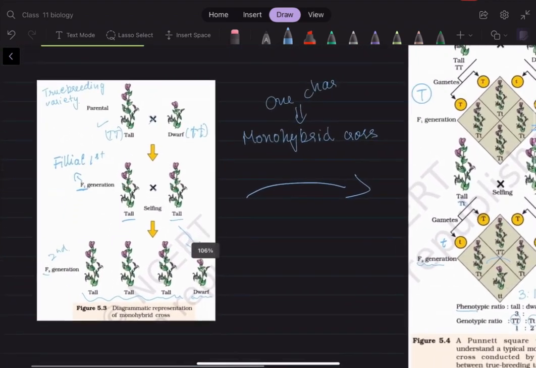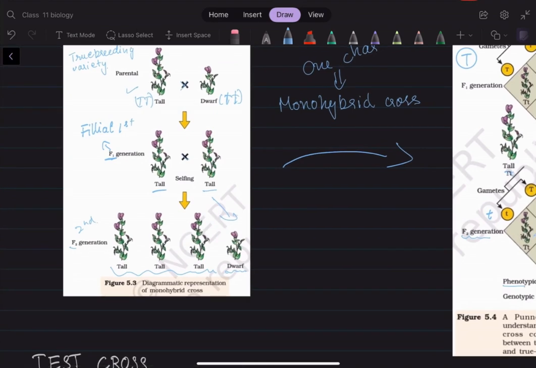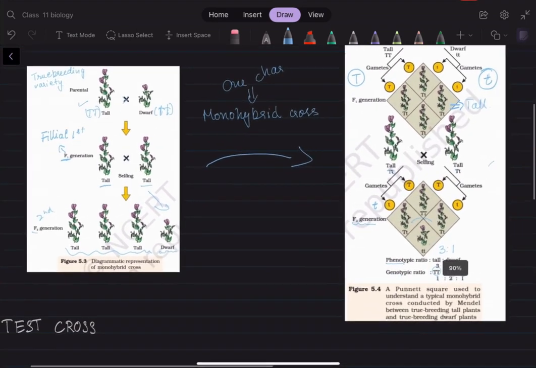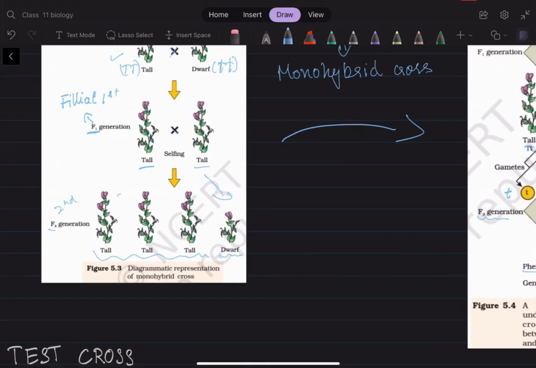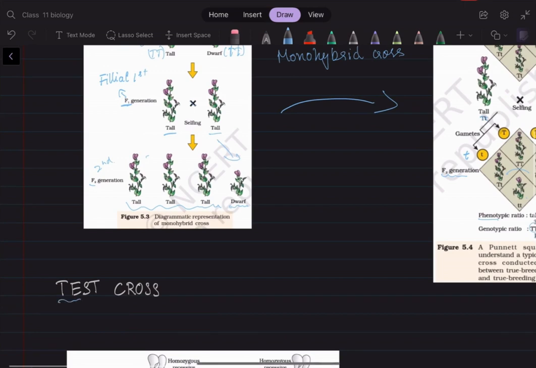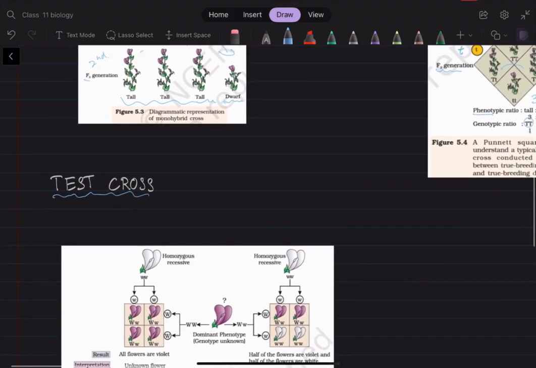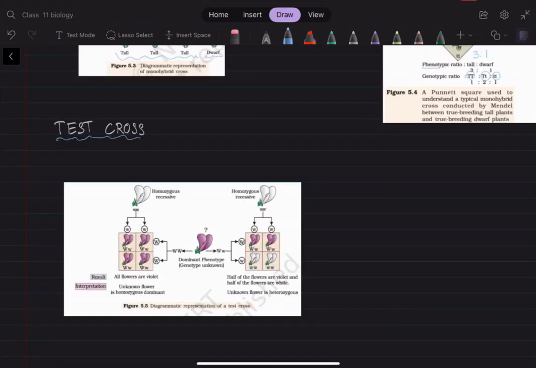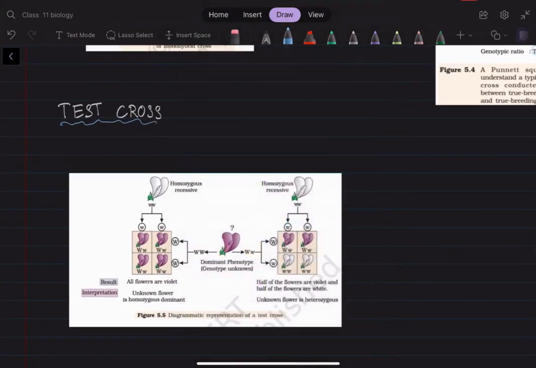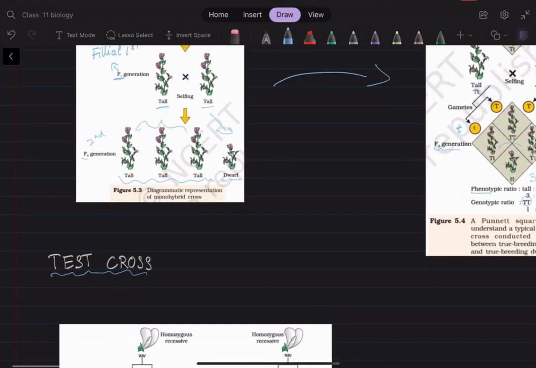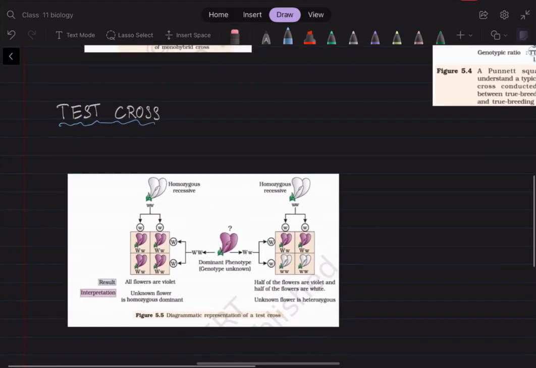Now, how exactly did Mendel find out that some of these tall plants were heterozygous and some were homozygous? For that we need another cross, that is the test cross. It is called a test cross because we are basically testing the genotype of the dominant character of the plant. So in this cross, we take one of these plants. We don't know if it's homozygous or heterozygous, so we take one of them.